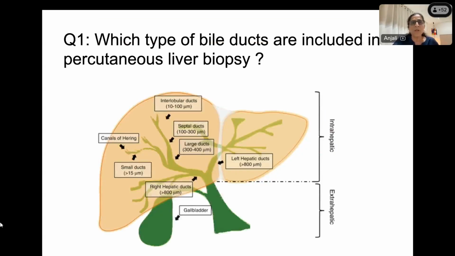So now coming to question number 1: which type of bile ducts are included in percutaneous liver biopsy? Should we go to Yoshita? Would you like to answer this question? Which type of bile ducts are included in percutaneous liver biopsy, which is the most common liver biopsy? So my question is, which type of bile ducts are included? Type meaning small, large, medium size. So which type of bile ducts?